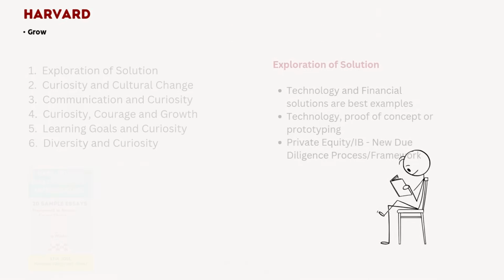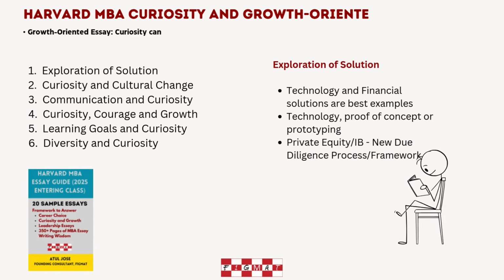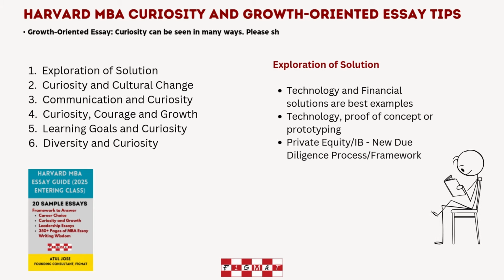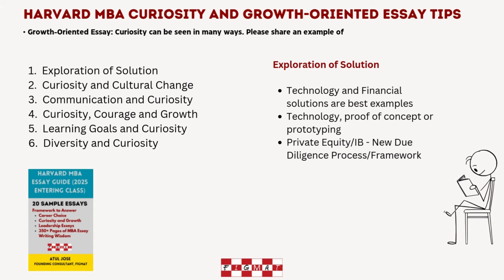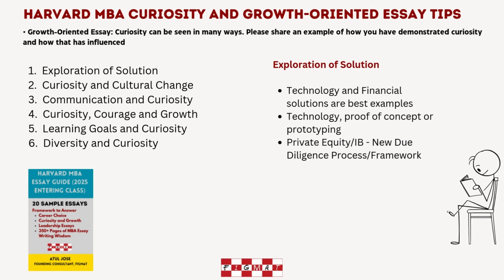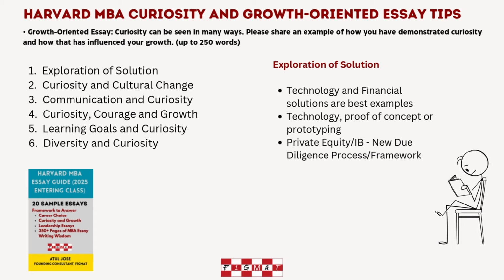Number 1, exploration of solution. Most innovation happens after persisting through bad ideas, pivoting at the right time, finding an idea that's an evolution of the original idea, or a completely different stream of ideas that has no connection with the original idea. In Harvard MBA essays on curiosity and growth, sharing the process of how you reached a solution conveys the authenticity of your trait as a curious problem solver.